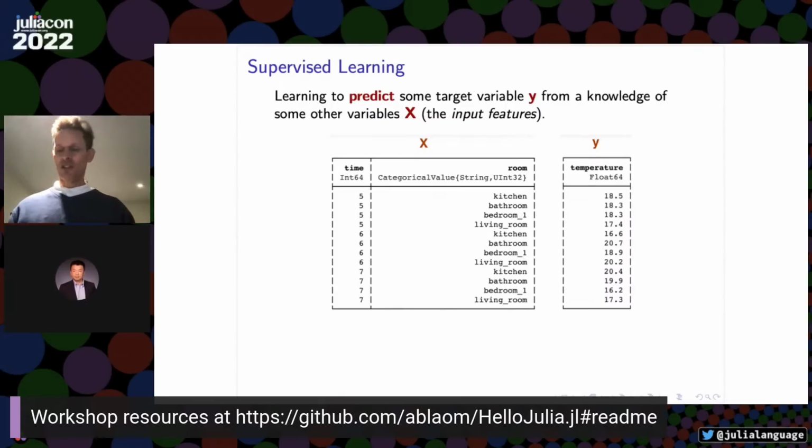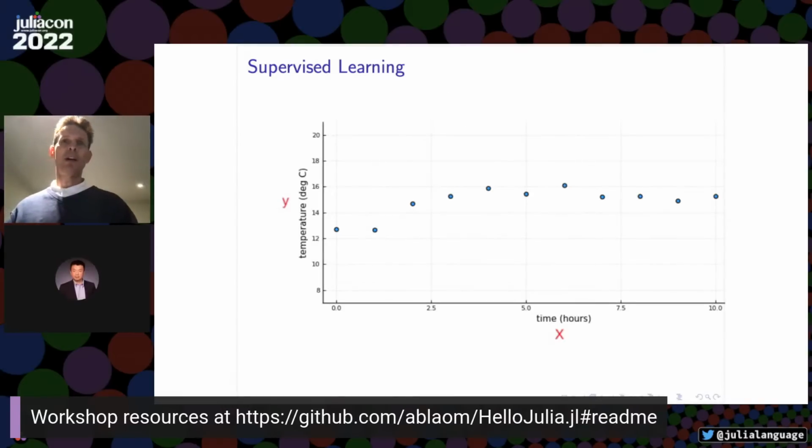Now, we're going to make this even simpler and just forget about the room for a moment. Just pretend we're in one room. Then we can visualize the data. Our inputs here are written on the bottom, and the vertical axis here is the temperature. And we just have a bunch of dots, a bunch of points in the plane.